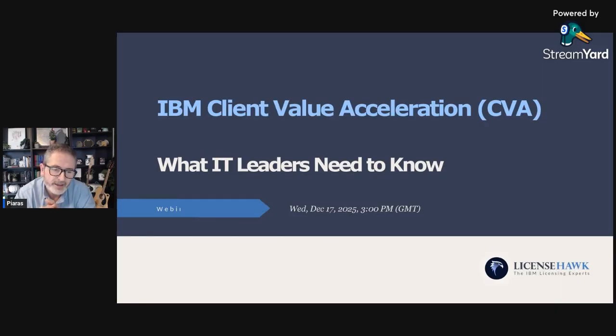The agenda is we're going to take a quick look, first of all, at the definition of the CVA program from IBM's perspective. We're then going to see when you should join it, and maybe the times when you should not join it. We'll look at the preparation you might need to think about when considering CVA. And then, of course, our conclusions and a bit of a Q&A session at the end. All in all, it should take us 15-20 minutes.